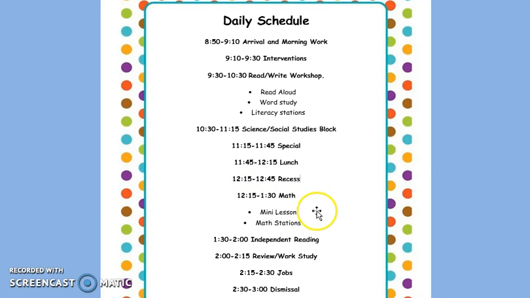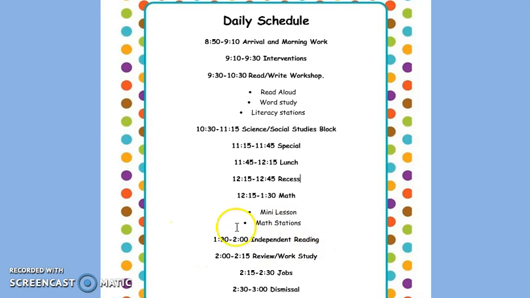I begin the math lesson as a whole group. We do a mini lesson introducing the key concept. And then we do math stations based on the specific content that they will be learning. Then I also collect at the end an assessment to see how they did, depending on if I have to reteach the next day or see if they were good to move on to the next part of the chapter.